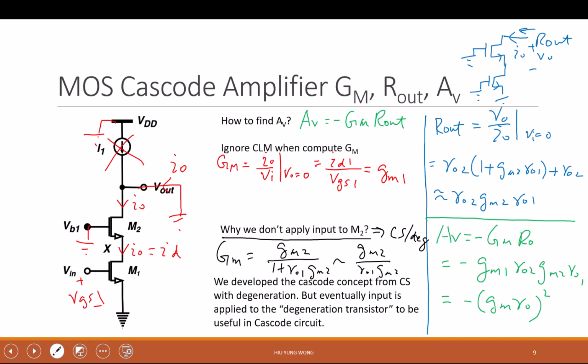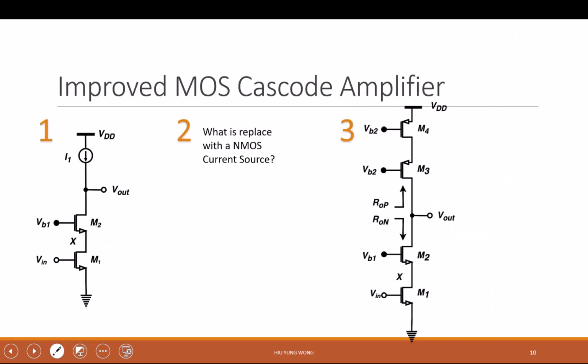If this is confusing, just remember that the input to a cascode must be at the bottom. Otherwise, you become a common source with degeneration. Okay, then you do not get the gain you want. Any questions? Okay. If no, that is good. Now I improve my amplifier a lot. I increase the output impedance a lot.